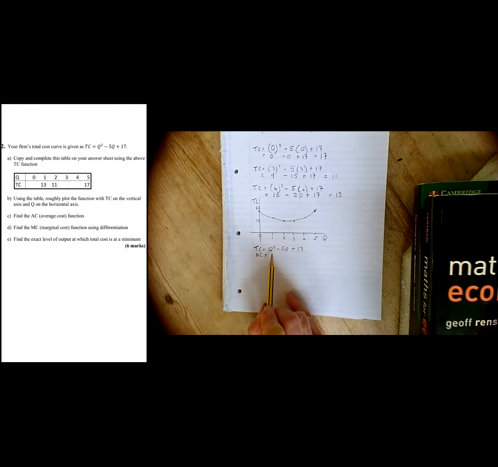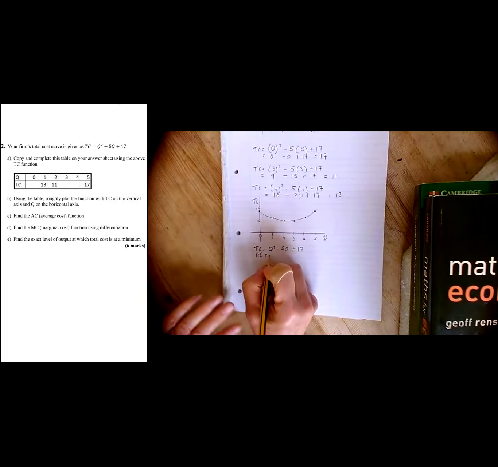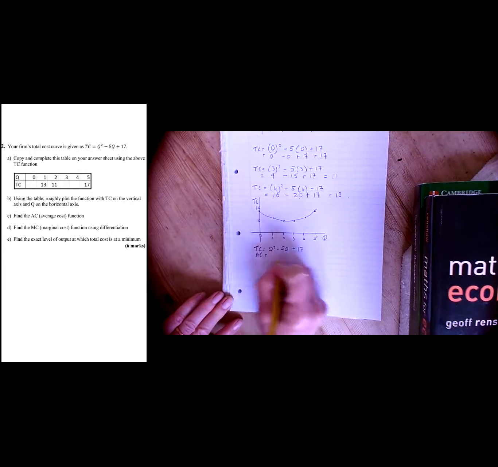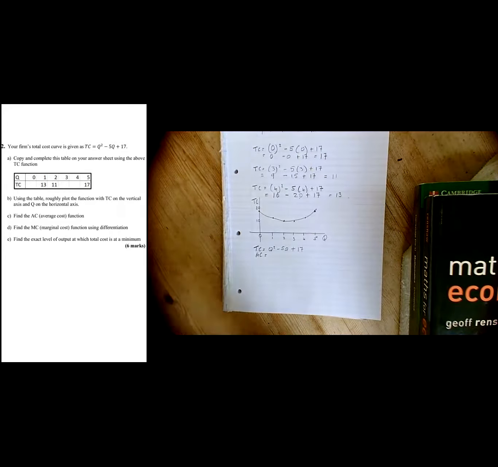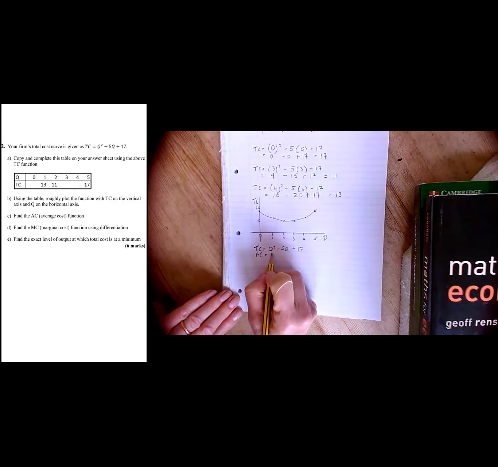Average cost. That's when we look across all of our production, what's the average for each one. So all we're really going to do is divide this function by Q. If we take the total and divide by Q, we're going to get the average. Yep, we're averaging it out over every item.